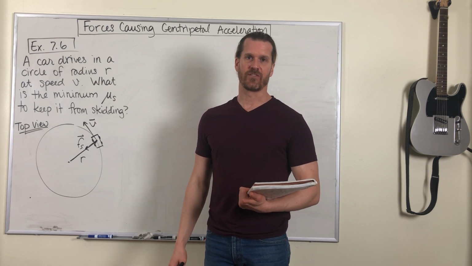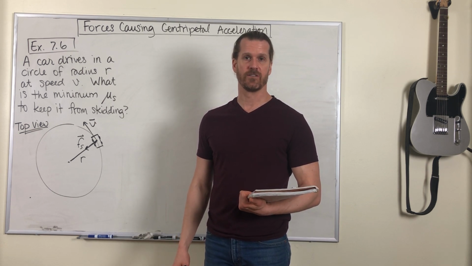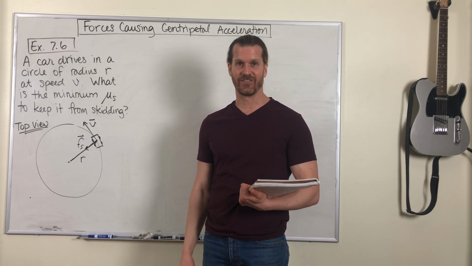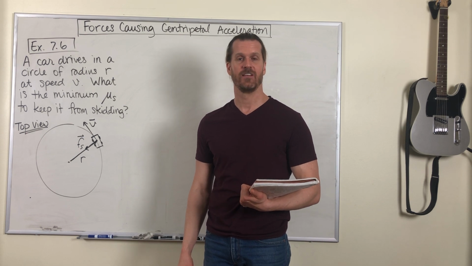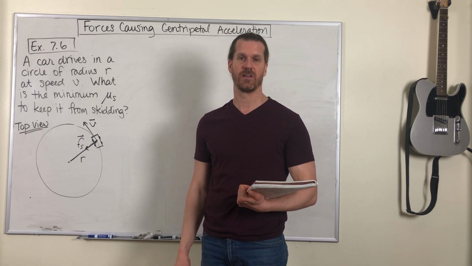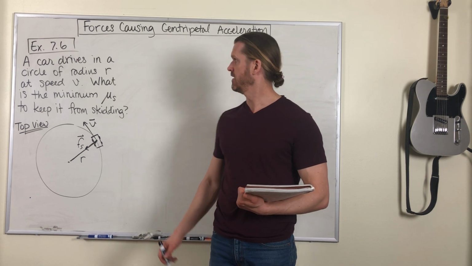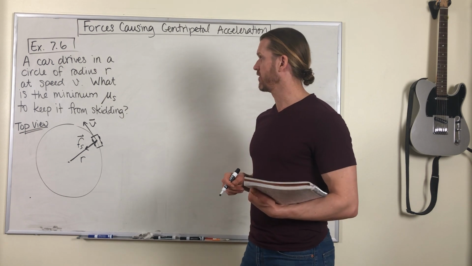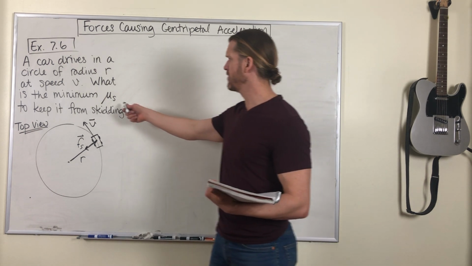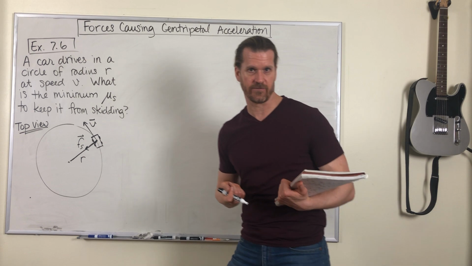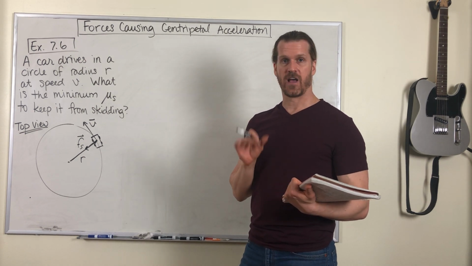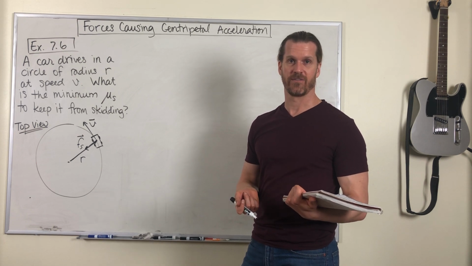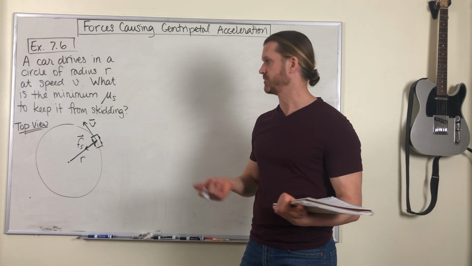Example 7.6, we're going to study a car driving around a circular path, and the force that is acting as the centripetal force in this case is static friction between the tires and the road. So consider a car that's driving in a circle of radius r at a speed v. What is the minimum coefficient of static friction between the tires and the road that's required to keep the car on that circular path so that it doesn't skid?